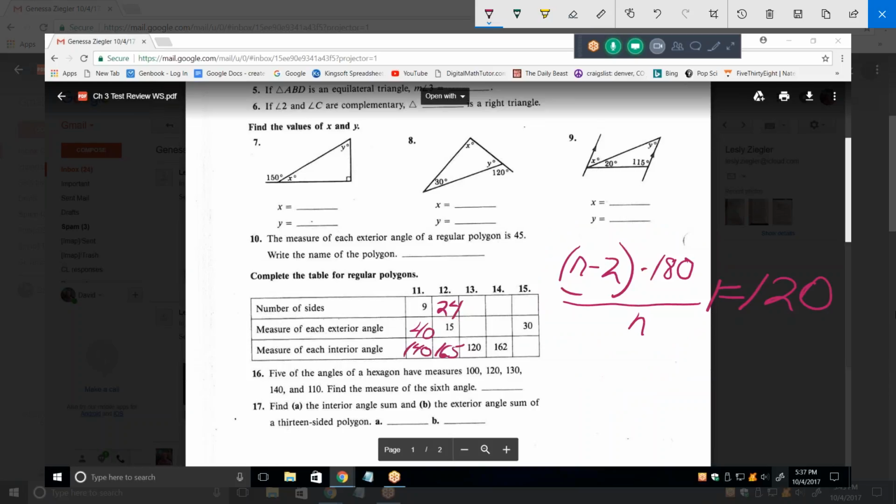You would multiply that by n on both sides. Okay, so that's 120n over there, and we still have (n minus 2) times 180 over here. Now what? Then you would... Let's solve for n.